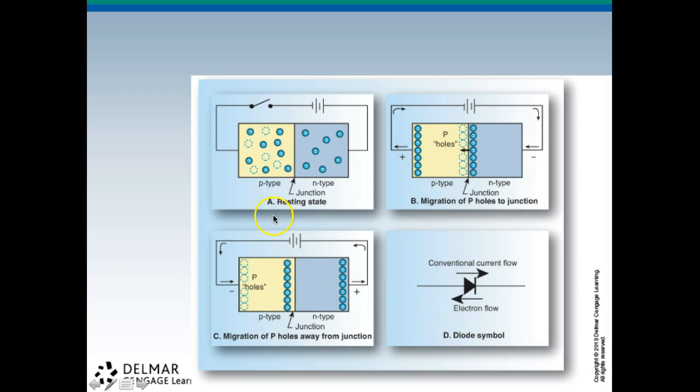So here's an example. Here's the P and the N, and here's your junction. You can see if you apply a charge to it, the negative is going to be pulled towards the positive. All of them went to the one side, and you have a junction here, so these guys aren't crossing over. Then if we flip the charge, they flip the other way. So they migrate, with the P holes moving away from the junction. And this is our symbol for a diode.